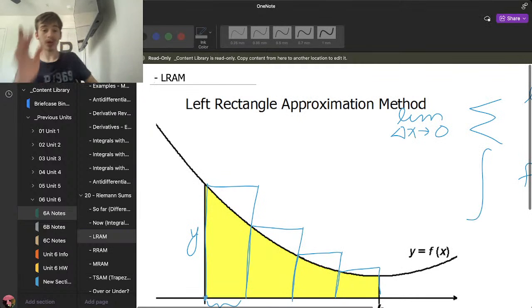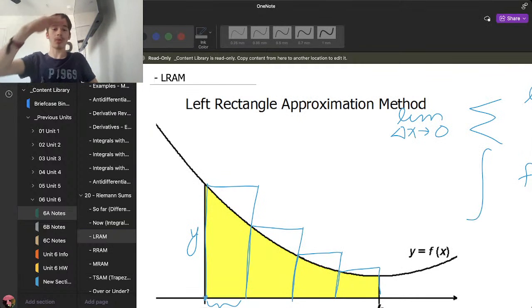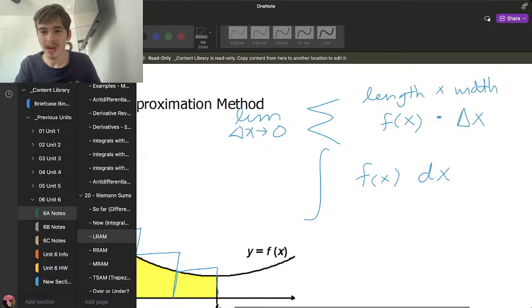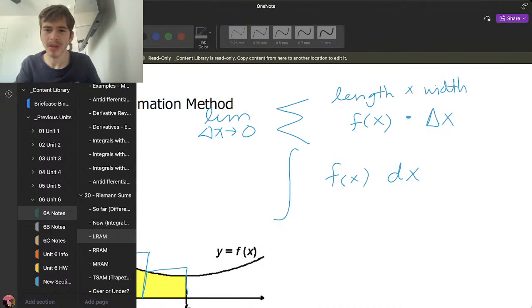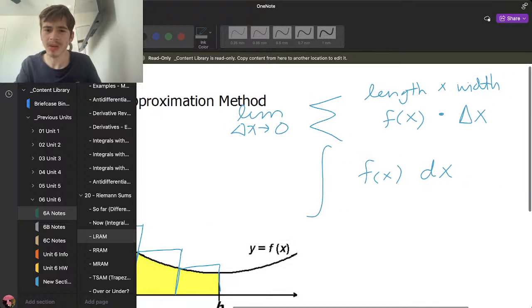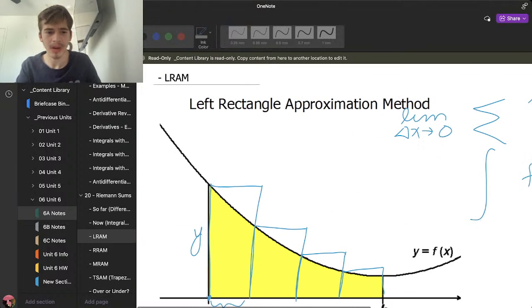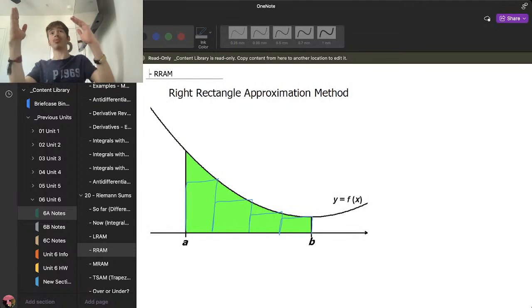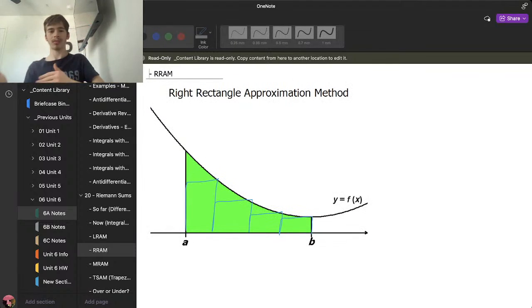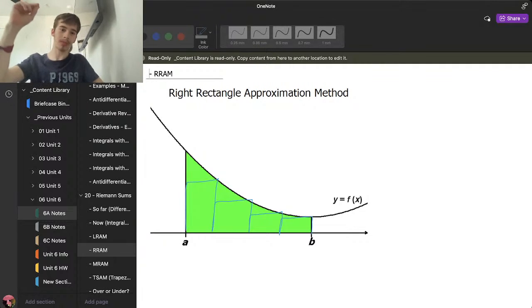LRAM. Use the left point, make your rectangle with that height. And then split it into how many rectangles you need. Wait a second. Oh, so my teacher did write this. Interesting. He just made it into an integral pretty quickly. Okay, anyway. So same thing except you're using the right height. So you're using the right point of the graph as your height for the rectangles.